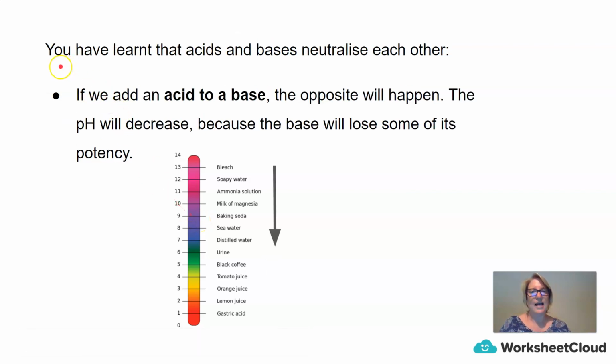You've also learned that acids and bases will neutralize each other, which means that if we add an acid to a base, the opposite is going to happen. The pH is going to decrease. If we start out with a base and we add more acid and add more acid and add more acid, our pH is going to decrease until we get to pH 7.